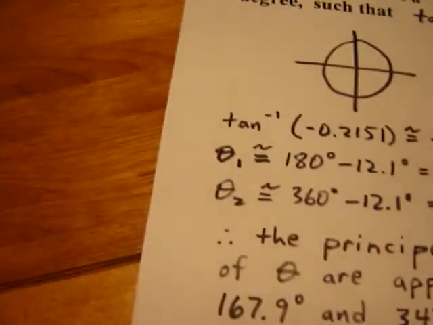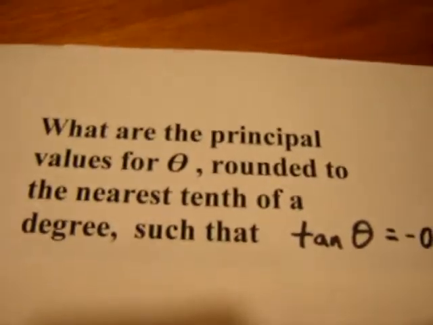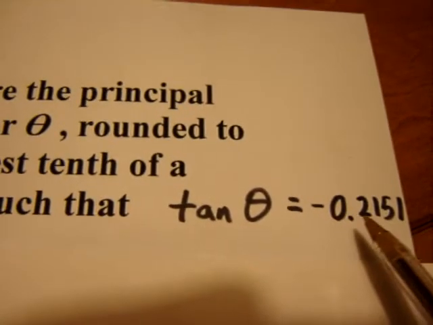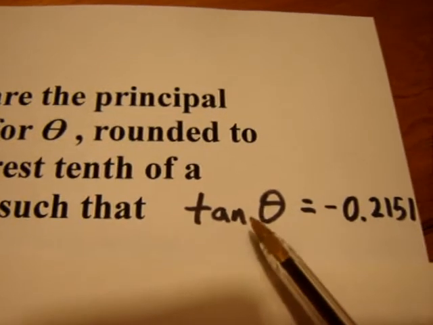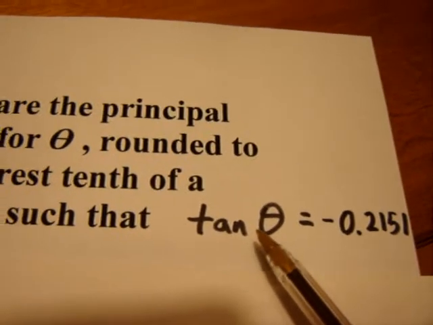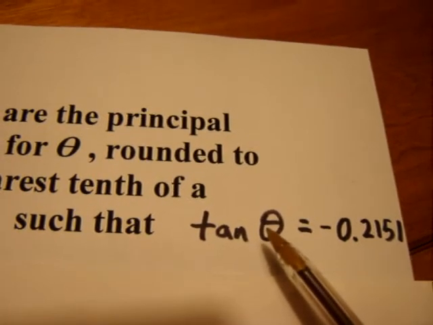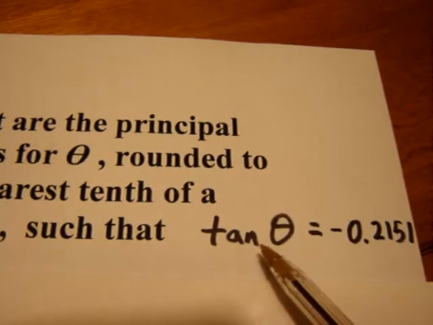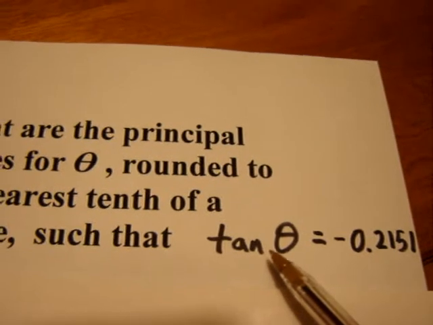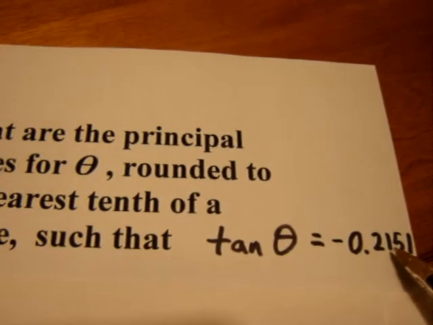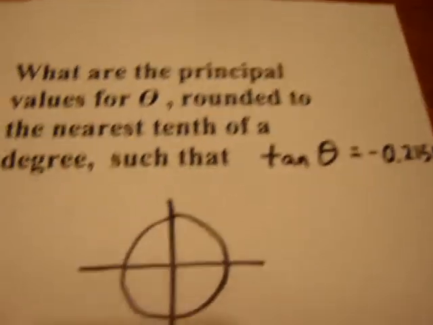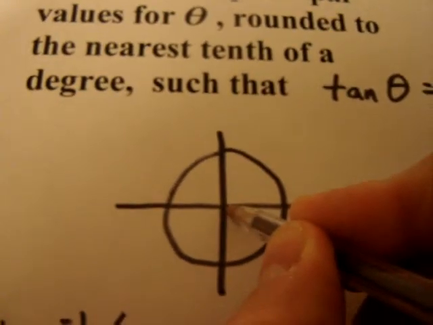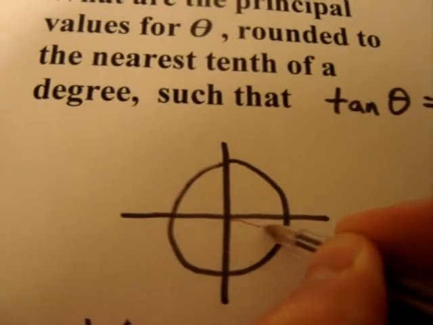Our last question asks, what are the principal values for theta rounded to the nearest tenth of a degree, such that tan theta equals negative 0.2151? Well, tan theta, as we know from grade 10, is equal to y over x in this circumstance of a unit circle centered at the origin. So that's much like saying the slope of the relevant line is negative 0.2151 and it cuts through the origin. So we draw a unit circle and a line with a slope of negative 0.2151, which is a very moderate negative slope.